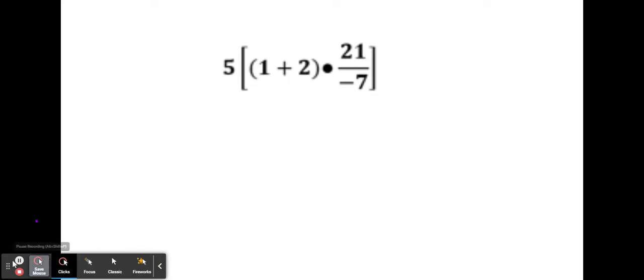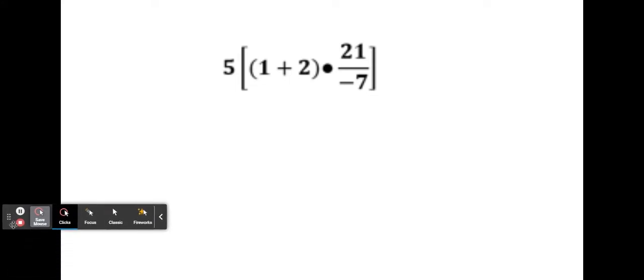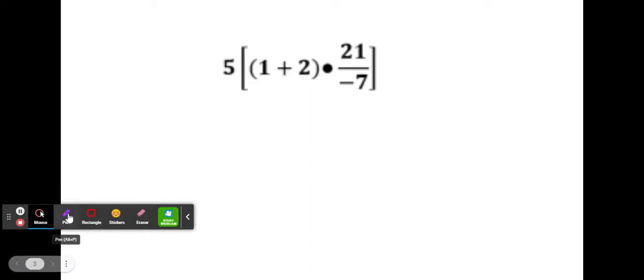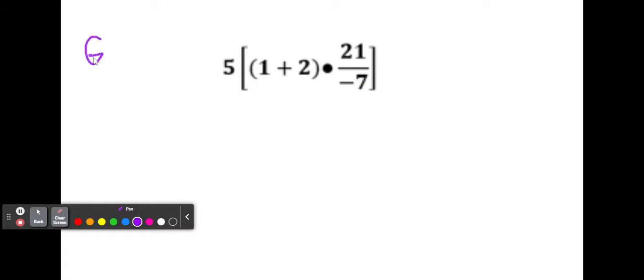All right, so number 2 looks like this. And this is on your paper. So see if you can solve it as I'm going through these steps, right? Think about grouping symbols, exponents, multiplication or division, addition or subtraction. So I do see grouping symbols. I see these grouping symbols. I see these grouping symbols. And I see a fraction bar. And all of those are grouping symbols.